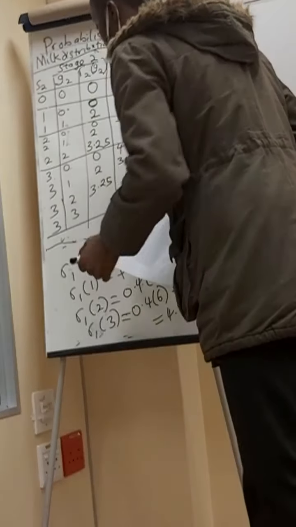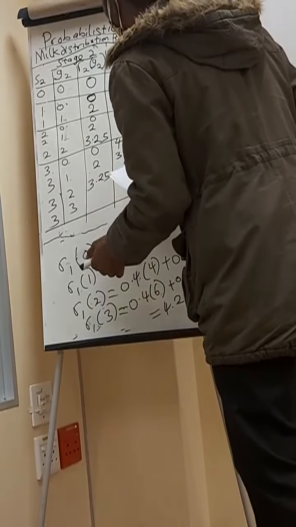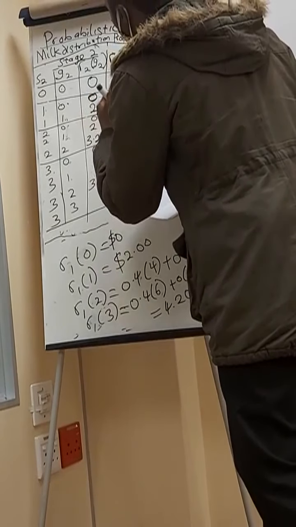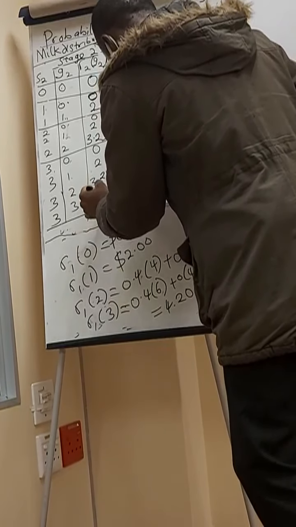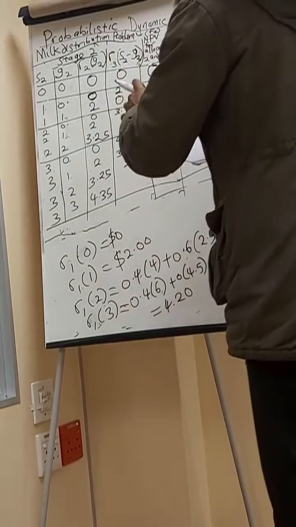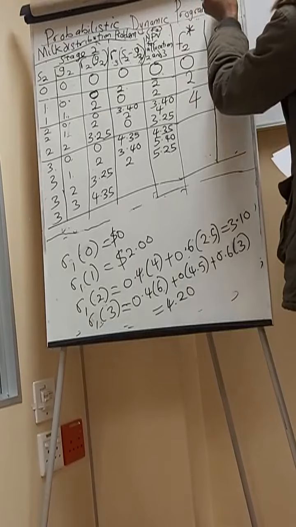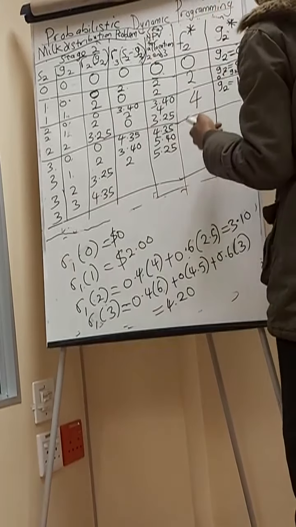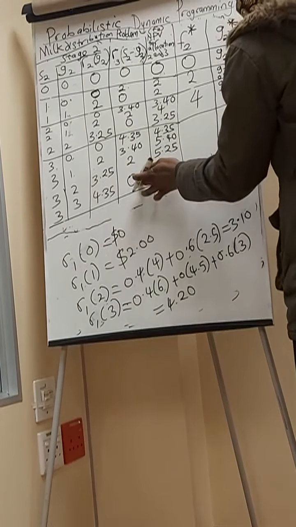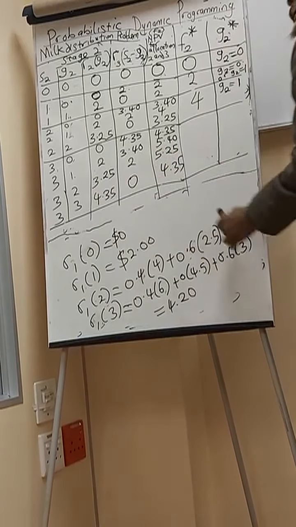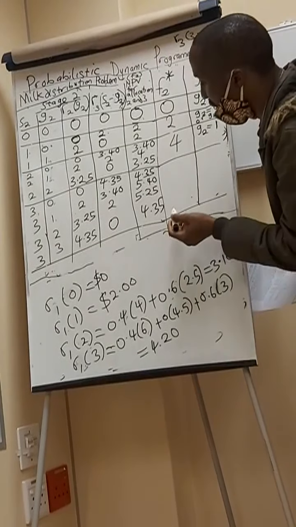Then let's do the last option there. If 3 is available, you allocate 3. R2 of 3, allocating 3 to store 2, gives you 4.35. Then R3 of 3 minus 3 is R3 of 0, and the R3 of 0 from my stage 1 computation is 0. So 4.35 plus 0 will give you 4.35. Based on this, you need to check which of these revenues gives you the highest, because we want to maximize the expected revenue.